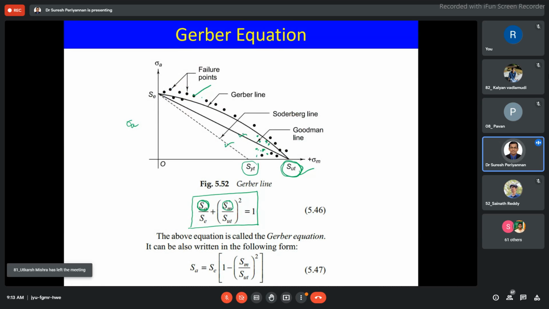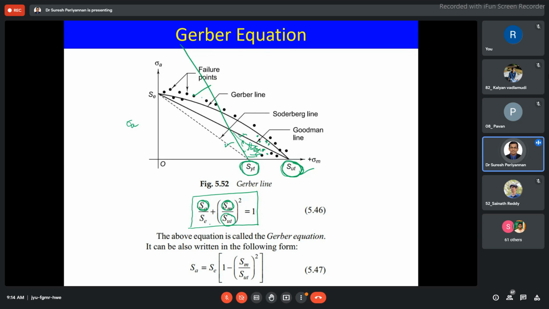We restricted up to this region in the earlier theory. But in Gerber theory, we are not applying any modified Gerber concept, only discussing the Gerber theory equation. Even up to this point, our material is in a somewhat safe condition compared to ultimate strength. Hence he uses the square term for the component SM by SUT, where SUT is the ultimate tensile strength.